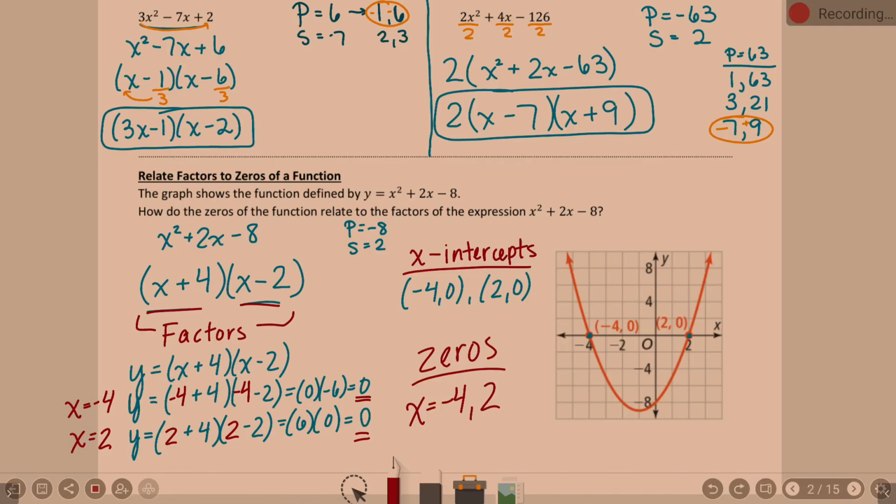If you see a standardized test problem ask you about zeros, realize they're asking you for x-intercepts. They're asking you for the solutions to the equations. There are a couple different ways they can do it, but what I need you to connect is that x-intercepts are the same idea as zeros. A zero is the x value that makes y equal 0. And that's what we showed there.